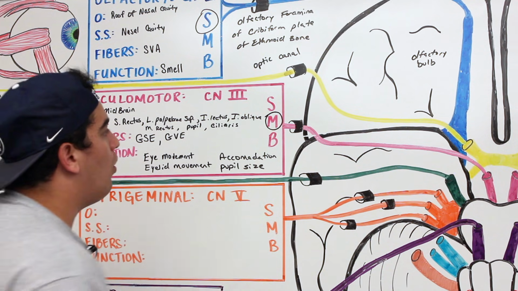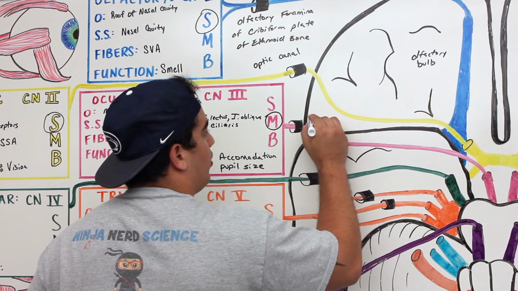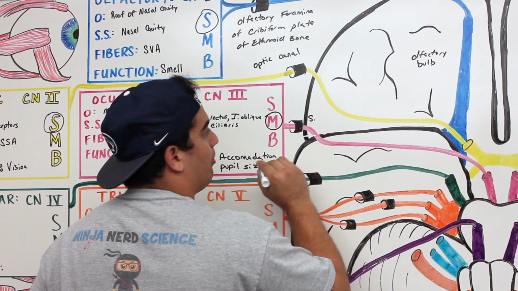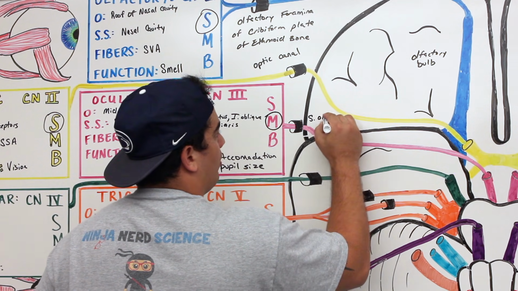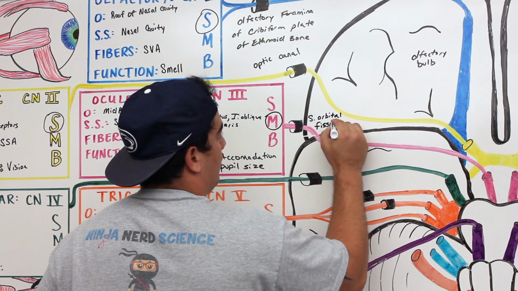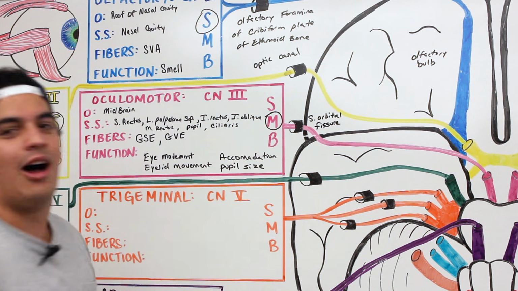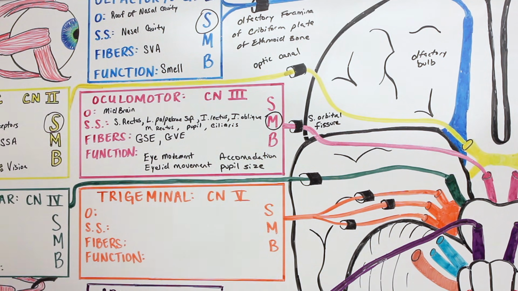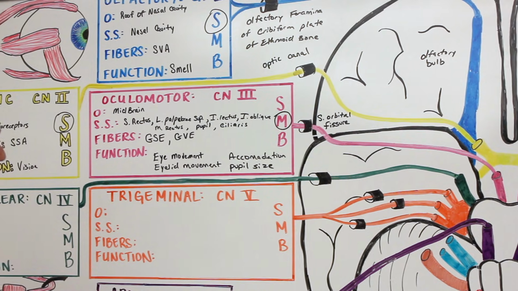And it's moving through a hole within the skull. If you guys remember, we called it the superior orbital fissure, inside of the common tendinous ring, if you remember. Okay? Sweet deal. That one's done.